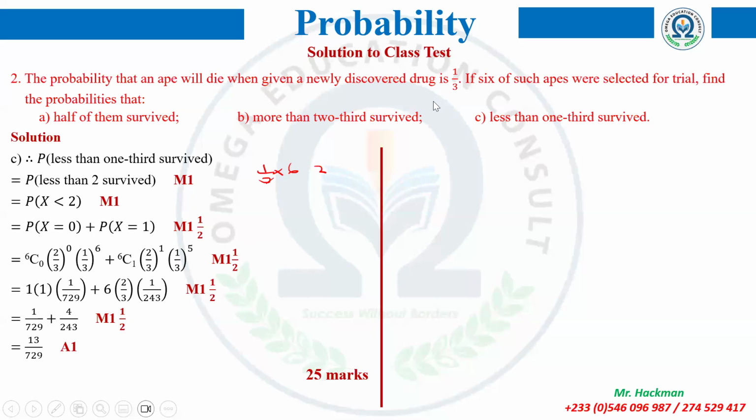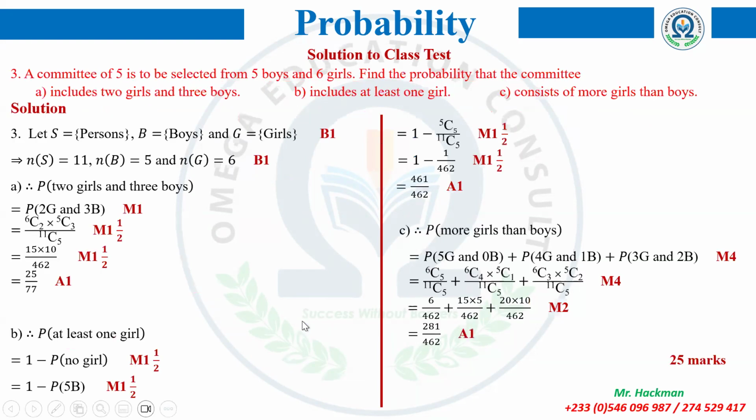All right. So we are done with the solution to questions 1 and 2. Question 2 also carries 25 marks. Now let's look at the third question, question 3.